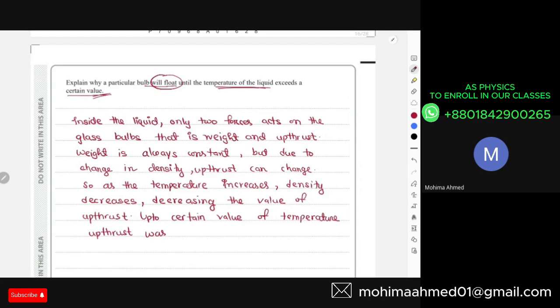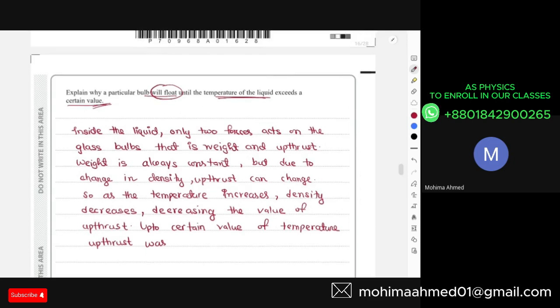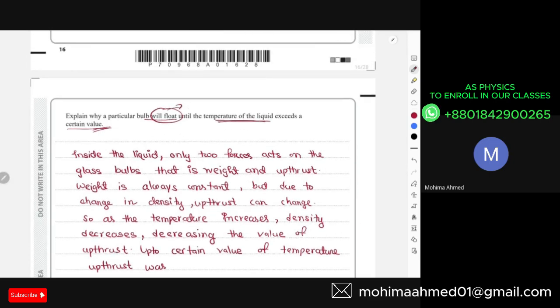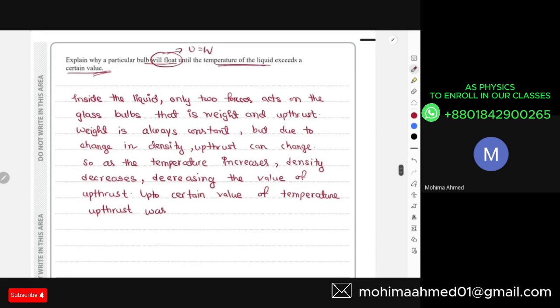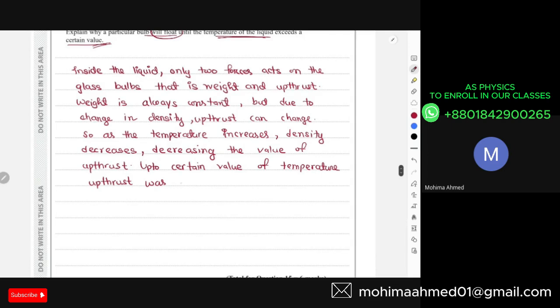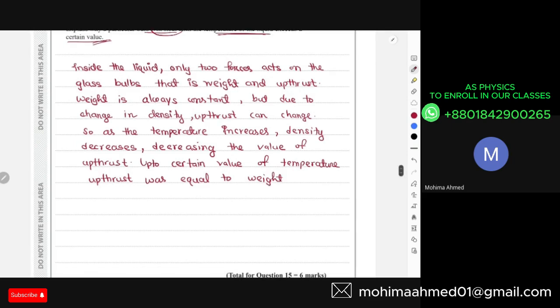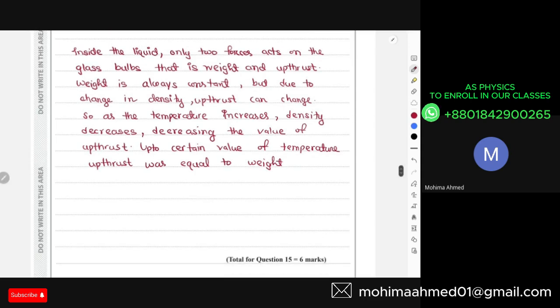So if it is floating, that means up to before that certain point of temperature, upthrust was equal to weight. Floating means the overall resultant force is zero. Upthrust is equal to weight, right? So up to a certain value of temperature, upthrust was equal to the weight of liquid displaced by the glass bulb. Let's just stick to the bigger versions of the terms because they're giving a 6 mark for it.